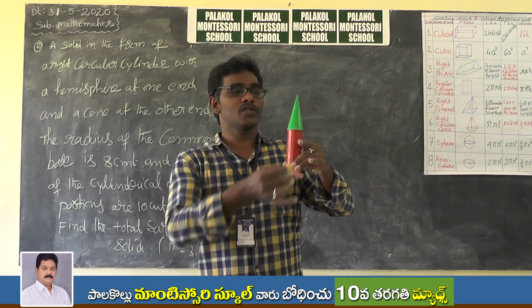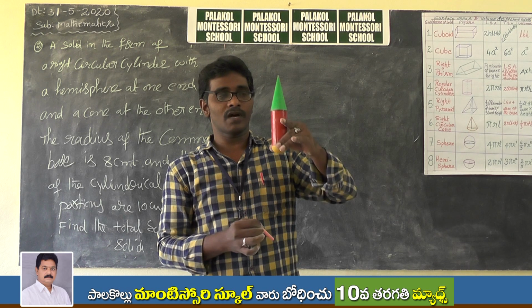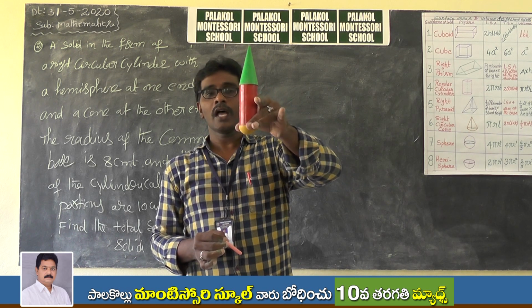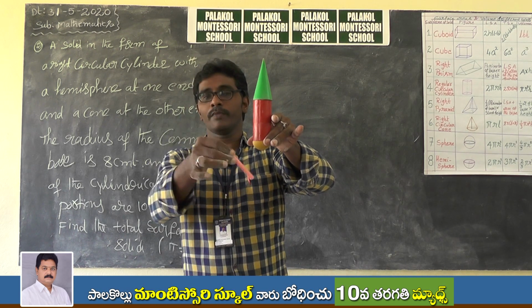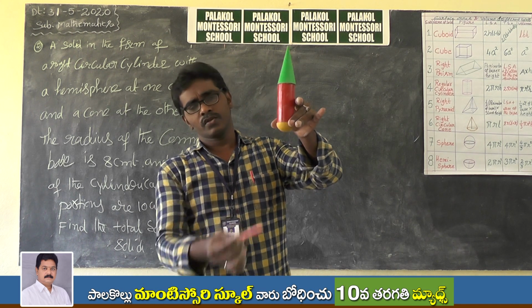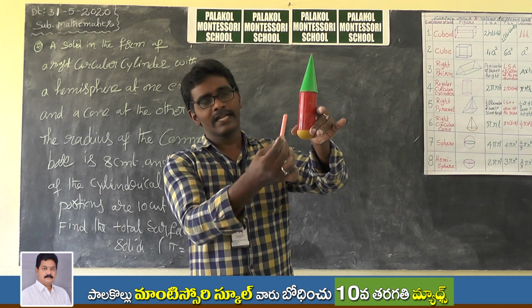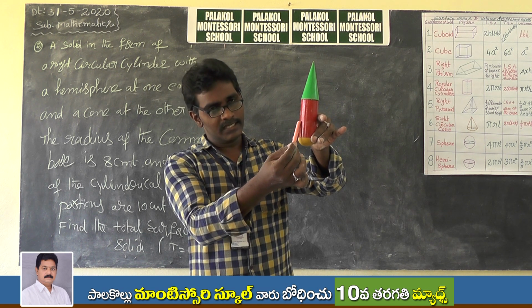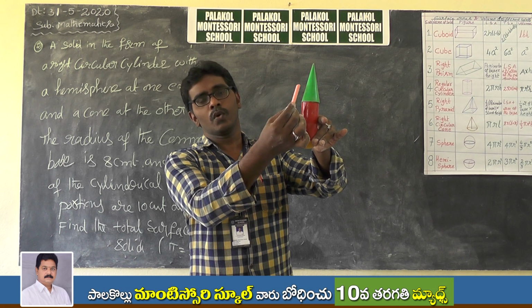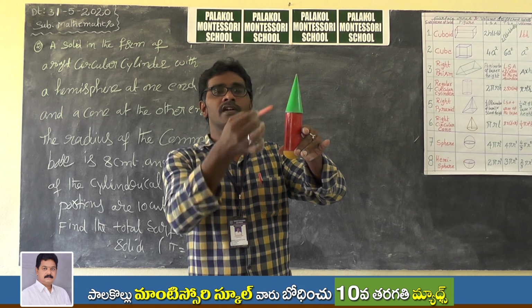I want the total surface area of this solid. It is formed of one solid. I want the surface area of this combination of solids. How to find it? The lateral surface area of the hemisphere, the lateral surface area of the cylinder, and the lateral surface area of the cone. You add them and you get the total surface area of that solid.